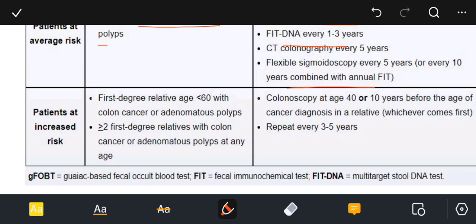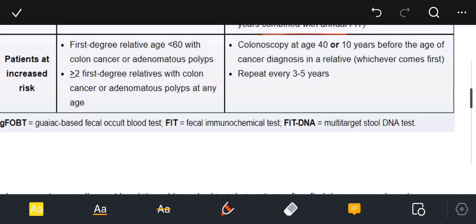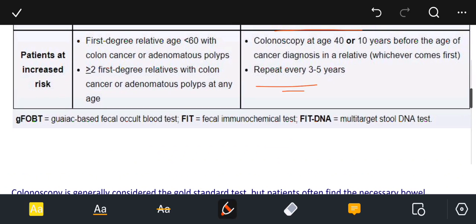Patients at increased risk: first degree relative age less than 60 with colon cancer or adenomatous polyps, or greater than or equal to 2 first degree relatives with colon cancer or adenomatous polyps at any age. The colonoscopy at age 40 or 10 years before the age of cancer diagnosis in a relative, whichever comes first, and repeat every 3 to 5 years.